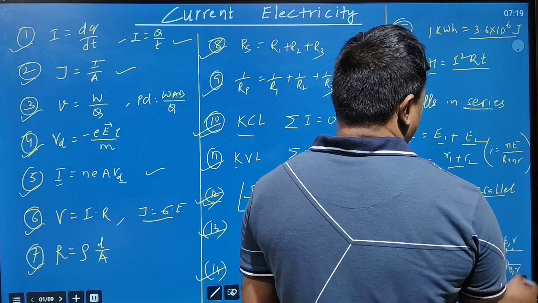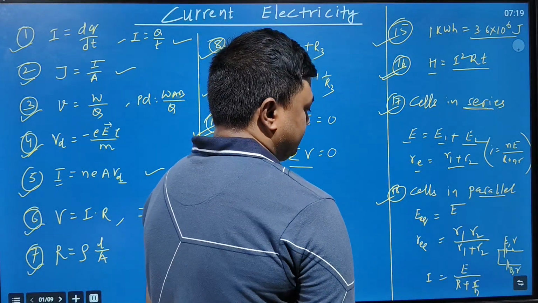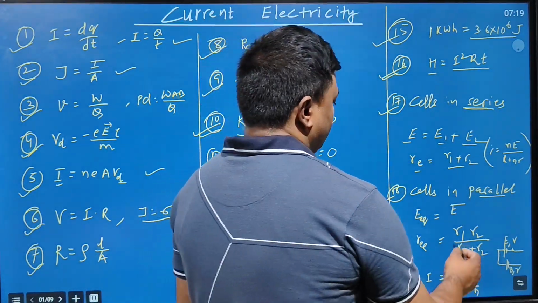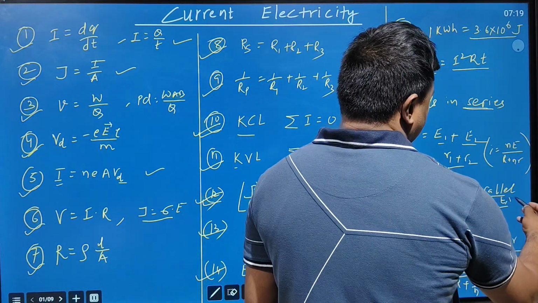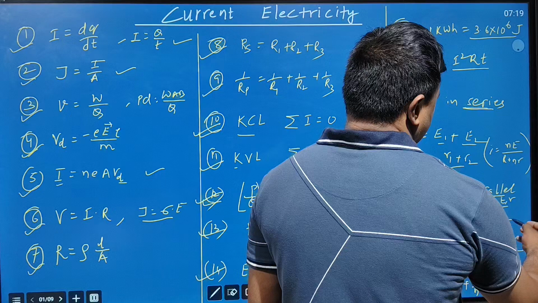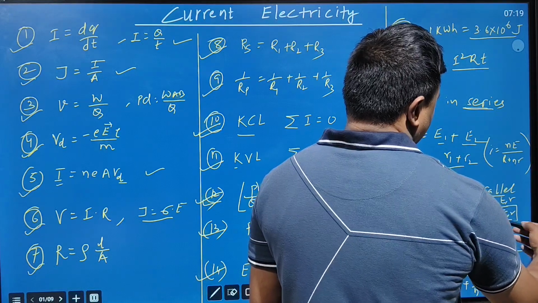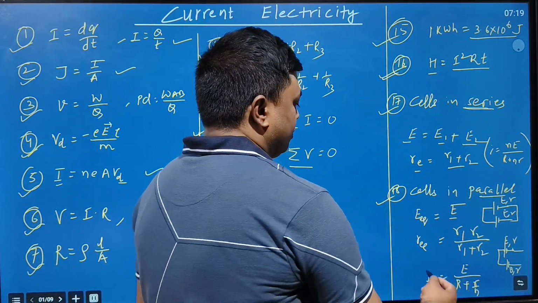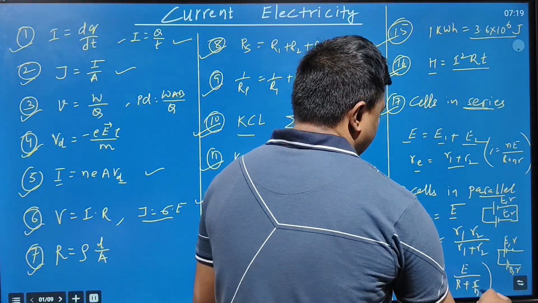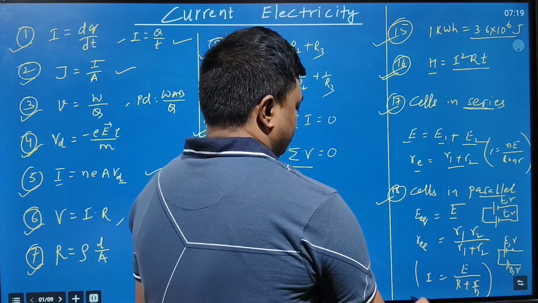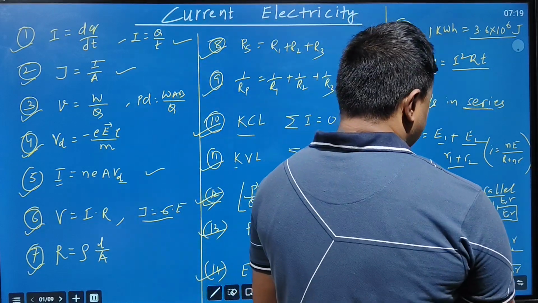Next we talk about cells in parallel. Okay, in this case, E equivalent is equal to what? E, if the two cells have the same EMF. So this is the parallel condition. So E equivalent is equal to E, and R equivalent is what? R1 R2 by R1 plus R2. If you want to find the current, okay, if n cells are there, so I is equal to E upon R plus r by n.